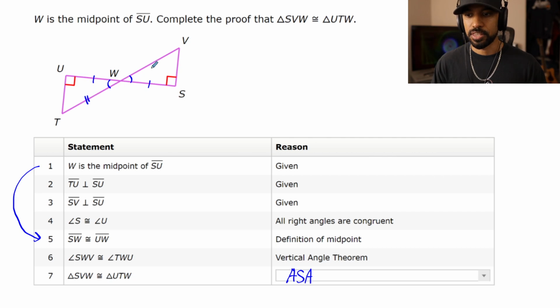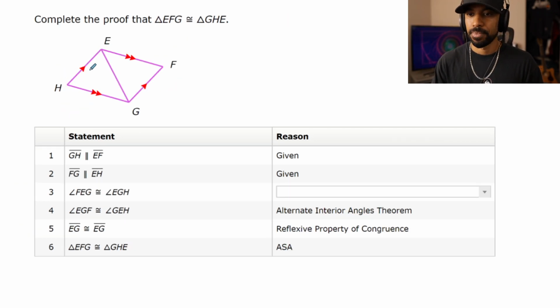And again, I could not have said these two were congruent right here because we do not know that W is the midpoint of those. I think at this point we now know, but we weren't given that.